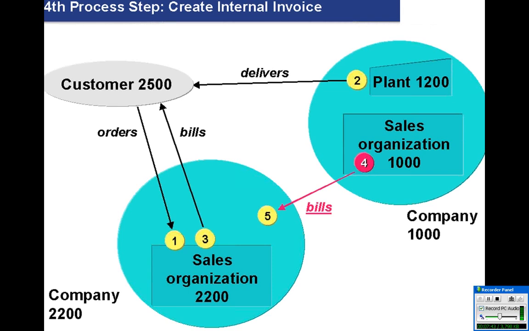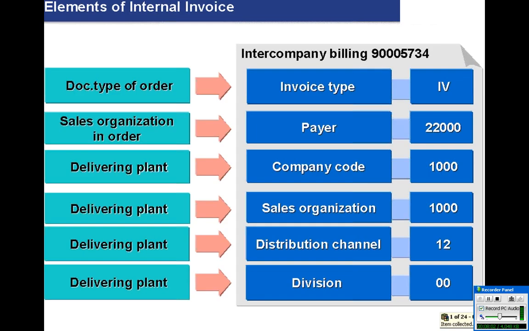We'll have to create an internal customer in the normal way that we create, like in VD01. And then once you have done that, we'll assign that customer code to the sales organization. And then we'll continue as normal business, like this is a customer and this customer is buying stuff from sales organization 1,000. Now intercompany billing.